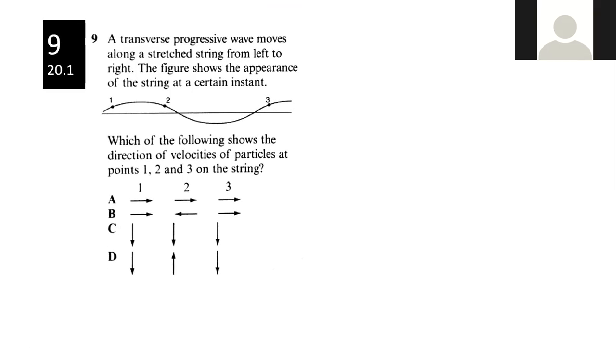Okay. Number 9. A transverse progressive wave moves along a stretched string from left. Right? This progressive wave on string moves from left to right. The figure shows the appearance of the string at certain instant. Right? It's moving from left to right. Which of the following shows the direction and velocity of particles at 1, 2, and 3? Velocity of particle at 1, 2, and 3. Where is it?